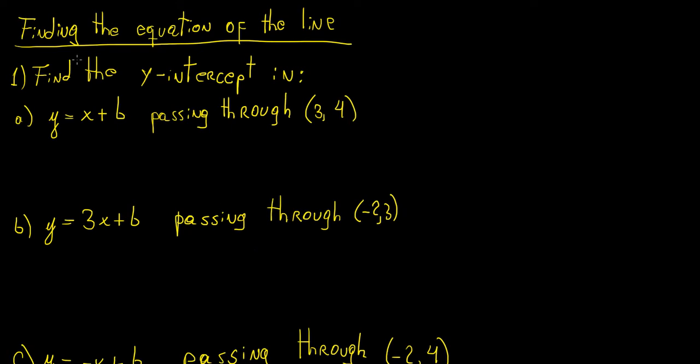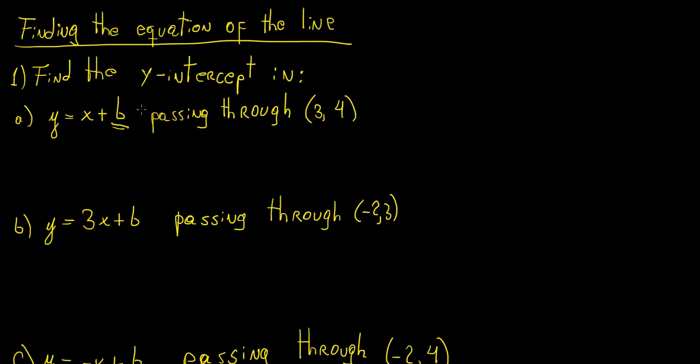So to begin with, we have this question here that asks us just to find the y-intercept. And we're actually given the equation of the line. The only thing that we need to find is that b, which is the y-intercept. So in order to do that, we need to know that it tells us a point, a set of coordinates that this line is going through.